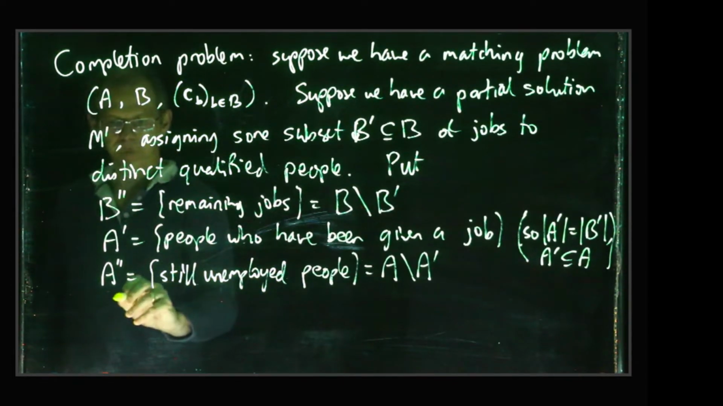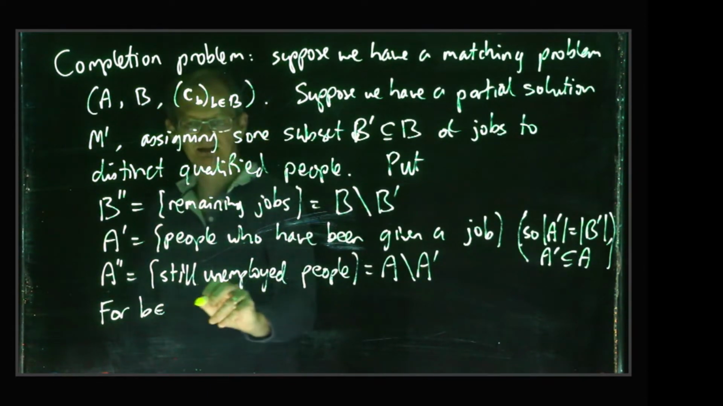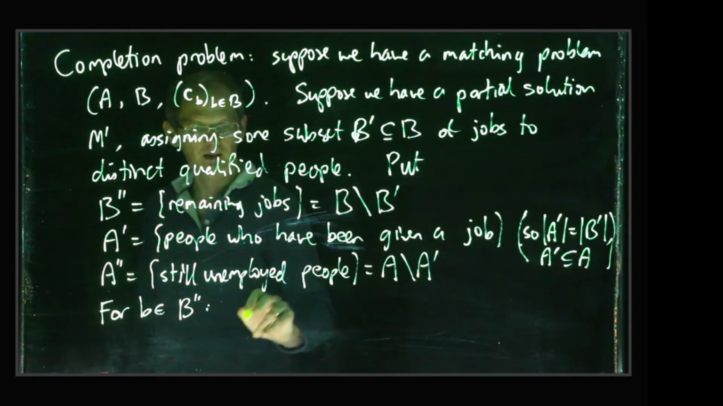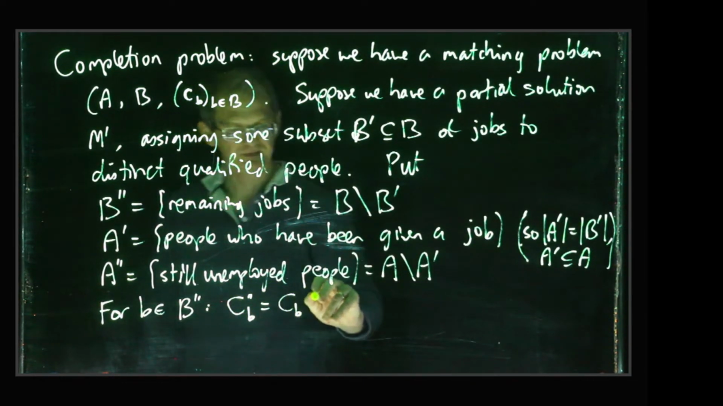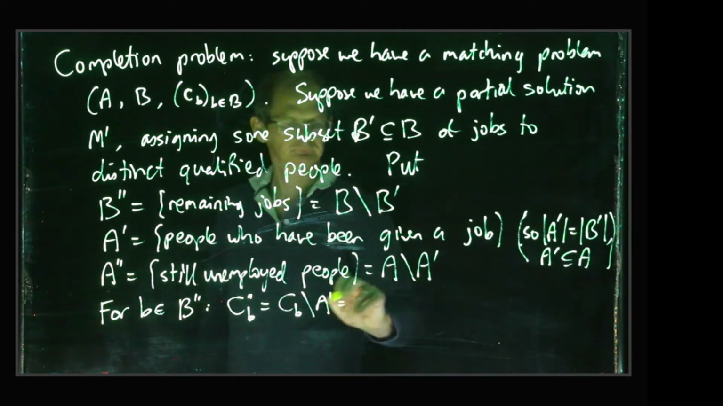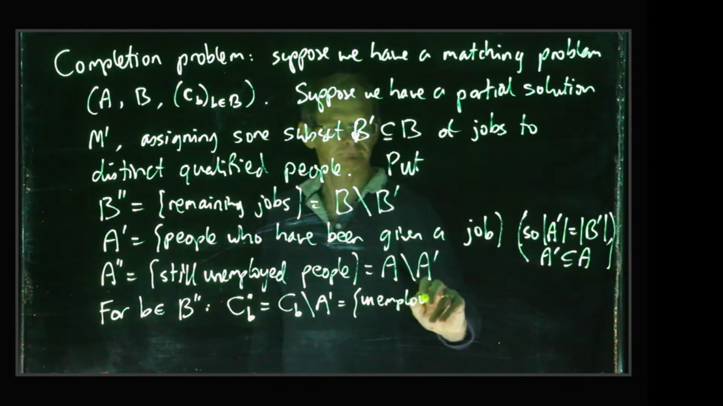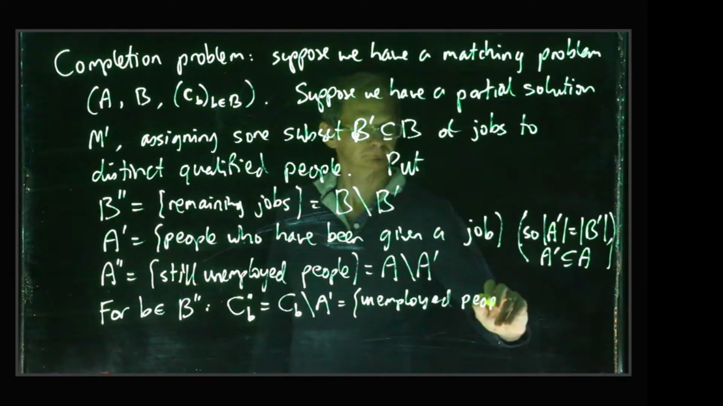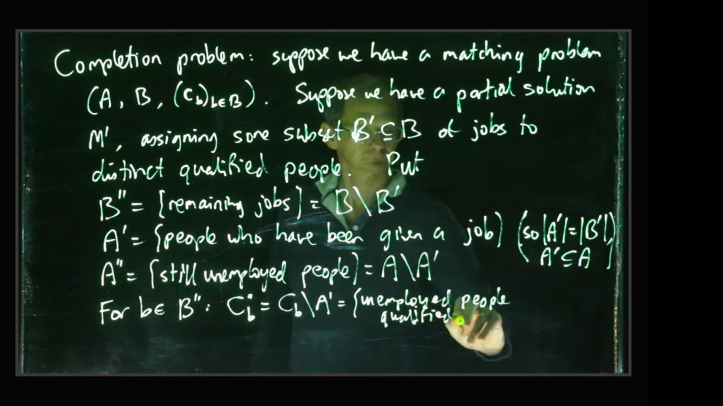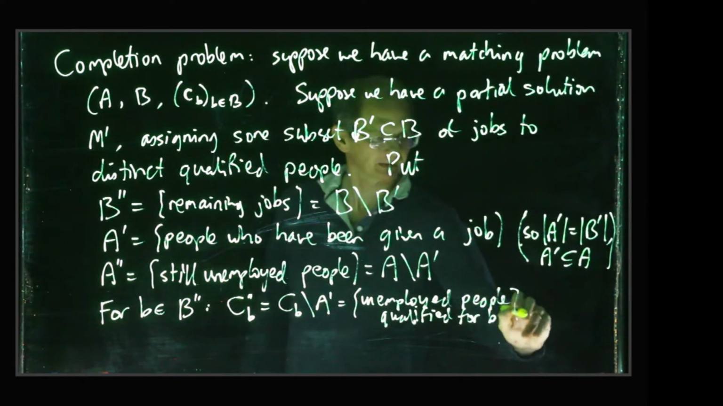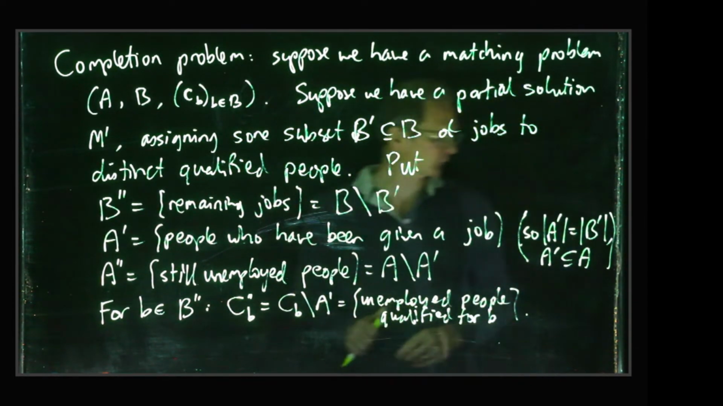And then for b in this set B double prime, we define C double prime b to be C_b with A prime removed. So this is the set of unemployed people who are qualified for job b. We've got all the people who are qualified for b as C_b, and then you throw out the ones who've already been given a job.